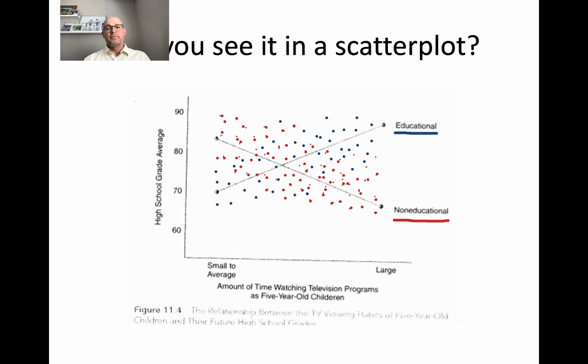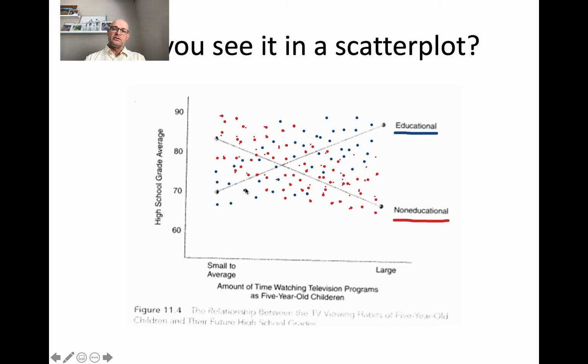So in other words, we could see that maybe time watching television programs by itself might not be related to high school GPA. But if you break that apart into educational TV watched versus non-educational TV watched, the non-educational TV watched would be the red dots, and they would show that the increase in amount of time watching would actually lead to a lower GPA.